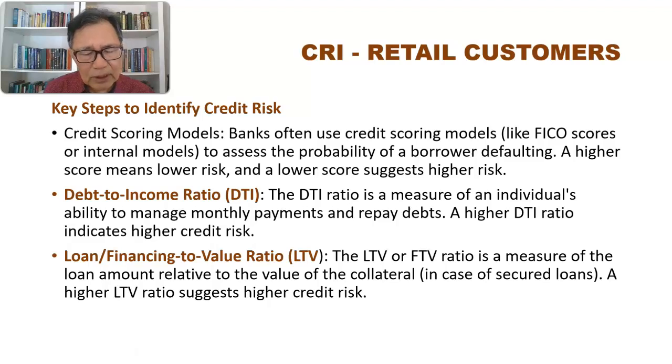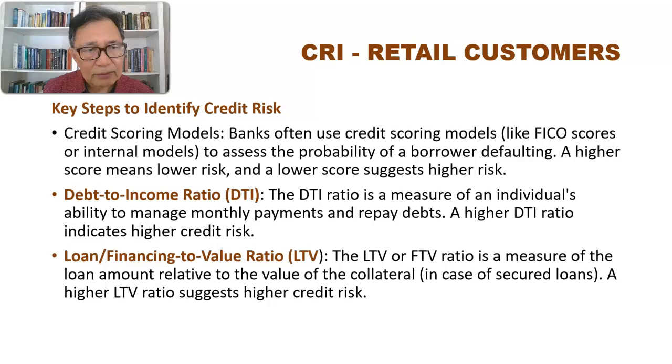So you will be computing the DTI ratio, and any ratio that is on the high side indicates a risky borrower. The second ratio that we will be looking at is the loan or financing to value ratio, and it is a ratio that measures the loan amount relative to the value of the collateral. If you look at a secured loan, it is a loan that is backed by collateral. It can be a property, it can be shares, or any valuable asset that the bank accepts, to ensure that the loan is free from the danger of loss from default. A higher LTV ratio suggests a higher credit risk.